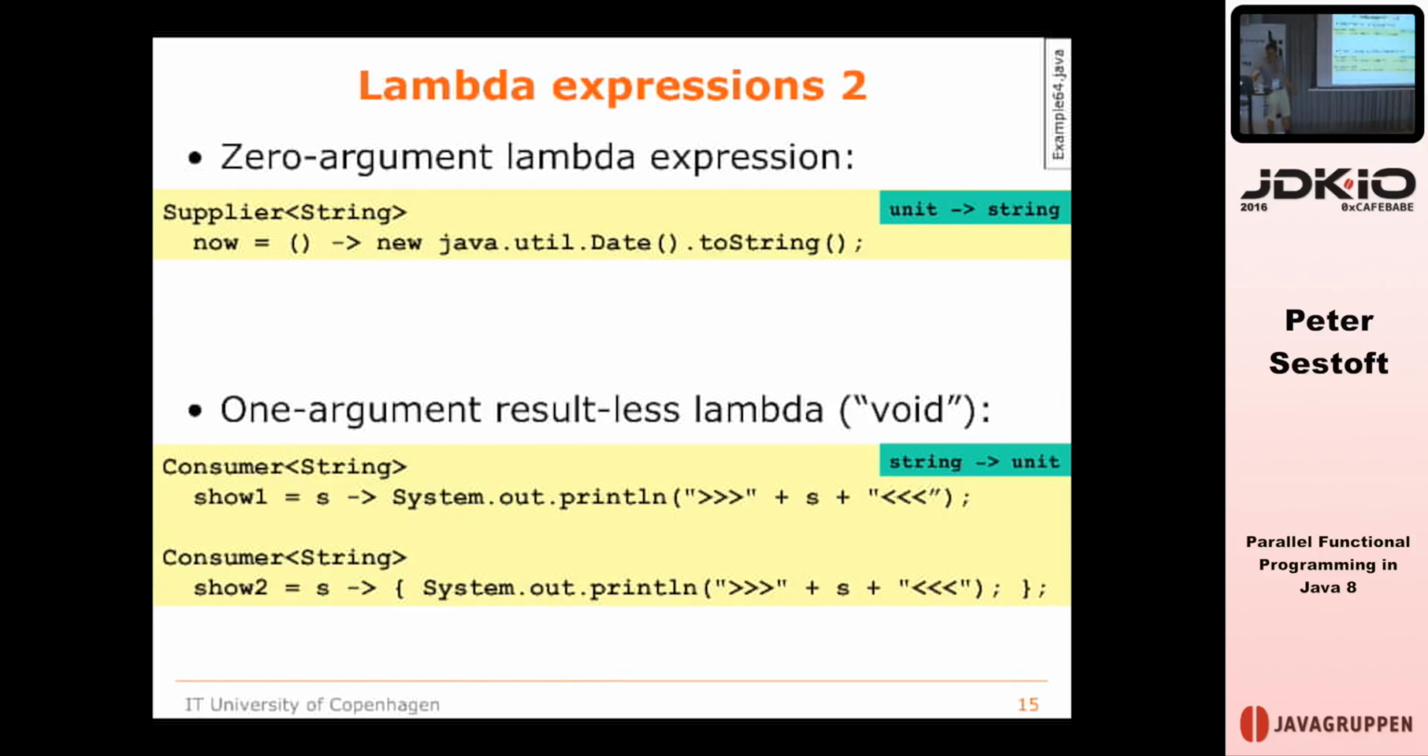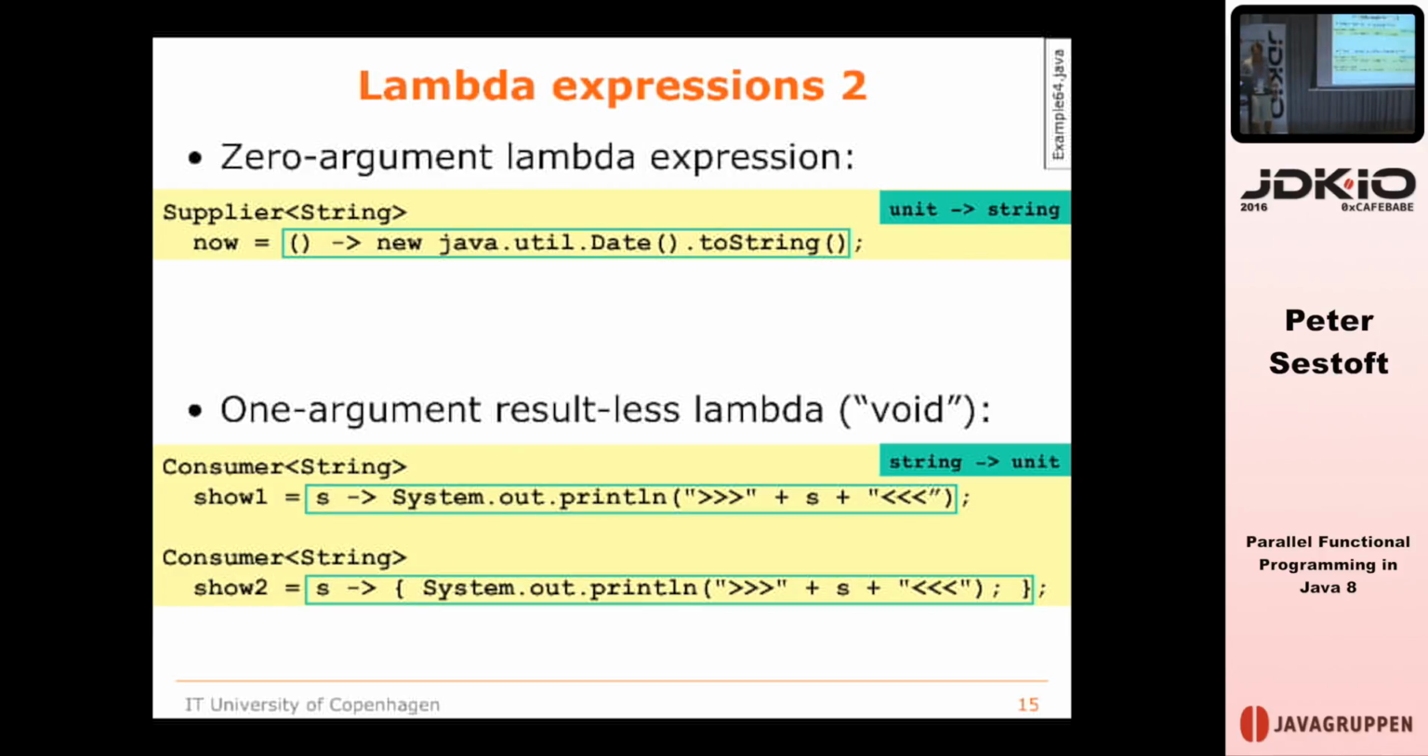But in Java there is also the supplier. A supplier is basically a function from no argument to something. So a supplier of strings is a function that takes no argument and returns something. And the consumer is the opposite, one that takes an argument and doesn't return anything. So that's called string to unit in F# and other functional languages.